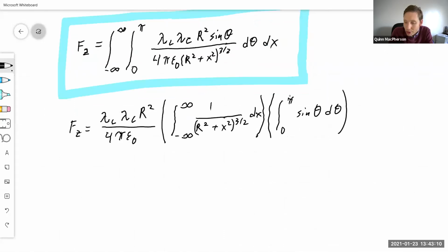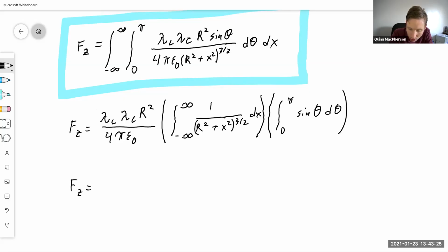Well, okay, not that straightforward. Sine, you can probably remember the integral. Integral of sine is minus cosine. The integral of this thing, that one's a little more hard. I would just look it up. Happens to be, well, I'm just going to write it out here.